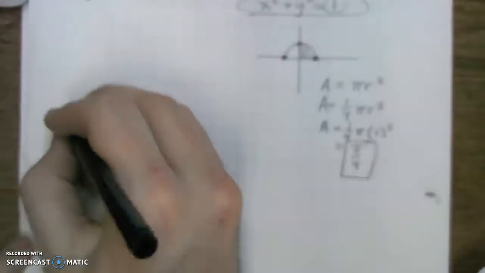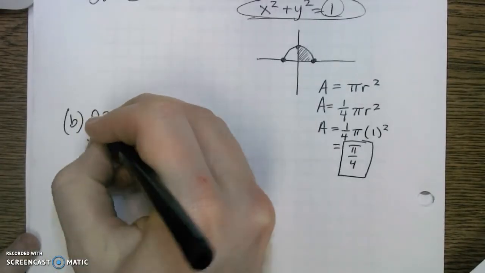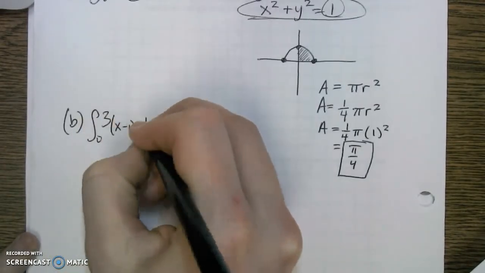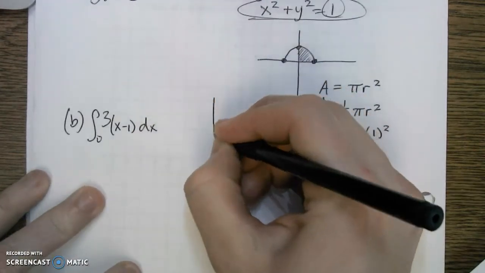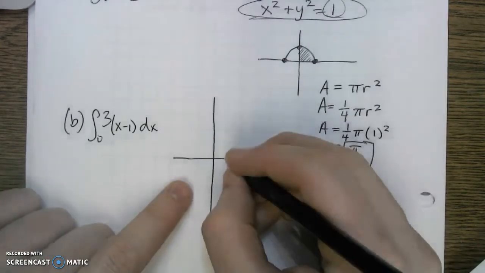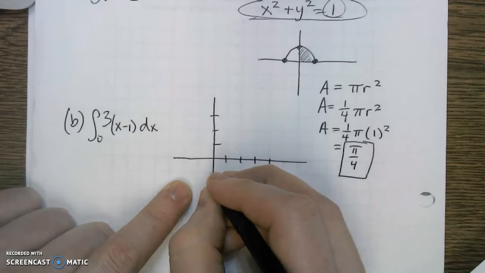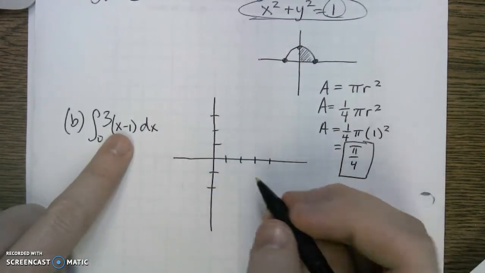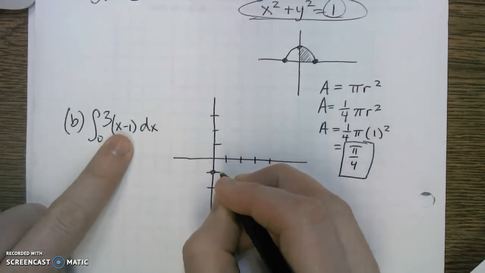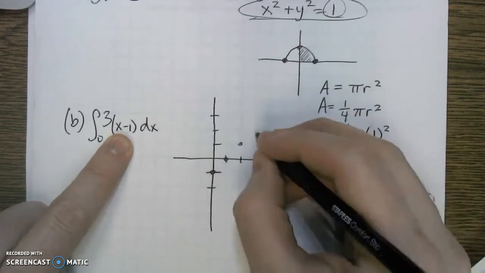Part B gave us a linear equation. So let's graph the linear equation. Okay, so we're going to start at -1 for the y-intercept, and it has a slope of 1, so up 1 over 1, up 1 over 1, up 1 over 1.